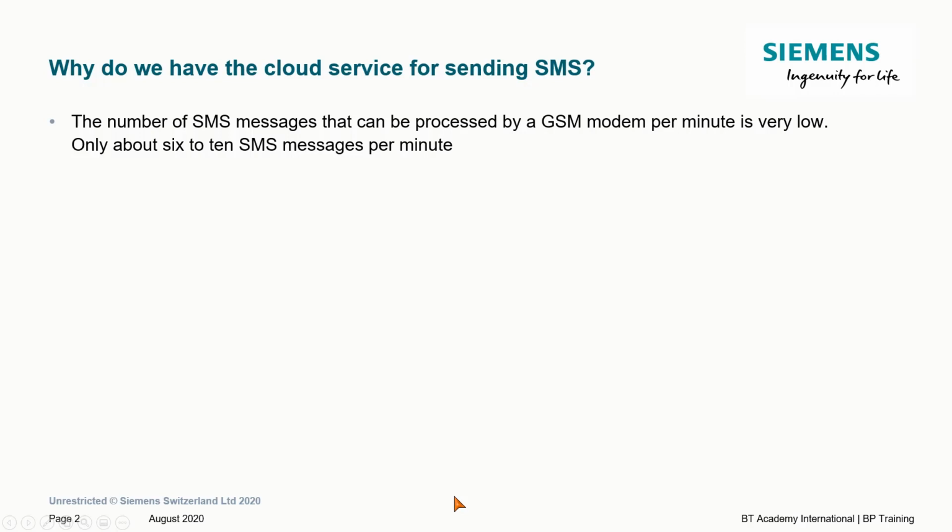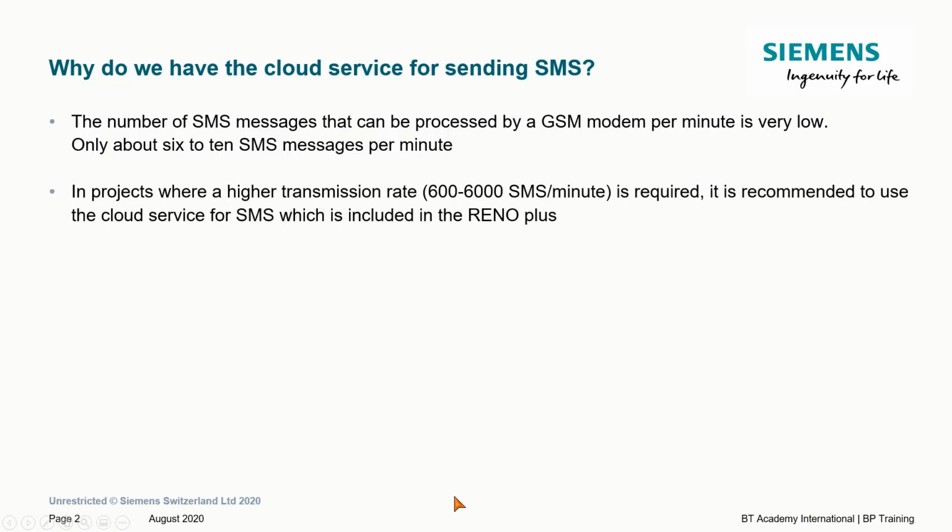Why do we have the cloud service for sending SMS? The number of SMS messages that can be processed by a GSM modem per minute is very low. Only about 6 to 10 SMS messages per minute. In projects where a higher transmission rate is required, it is recommended to use the cloud service for SMS, which is included in the Reno Plus.